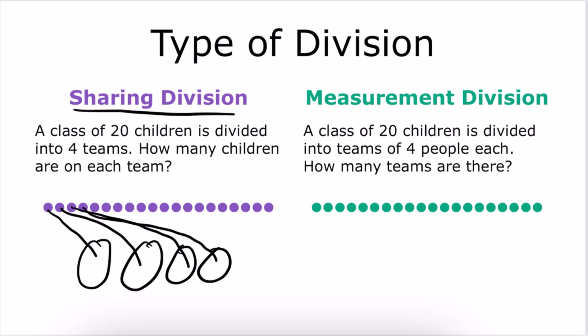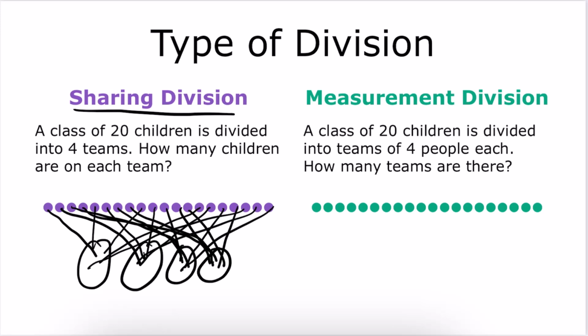So we have one child on each team. Then we can put a second child in each team and a third child and a fourth child on each team. And I think I might have actually miscounted because you should end up with 5 children on each team because 20 divided by 4 equals 5. And so this is an example of sharing division.